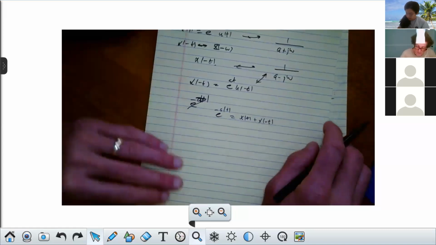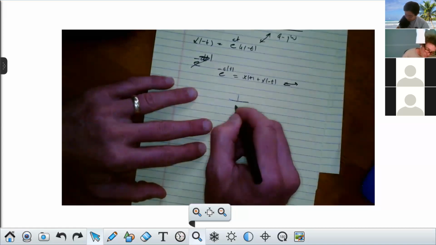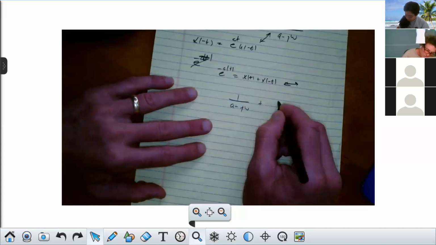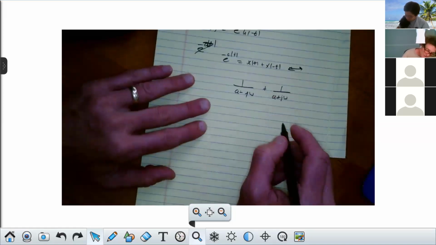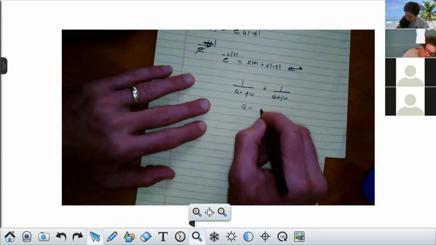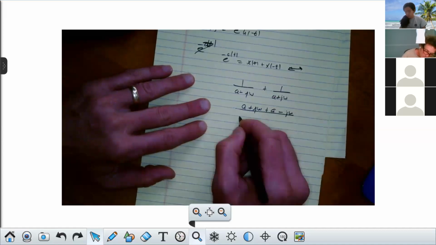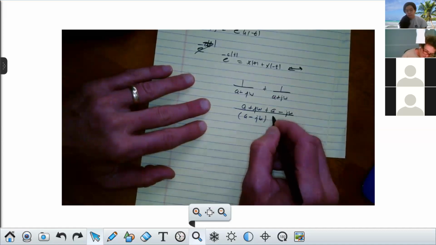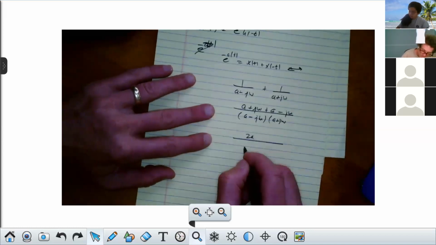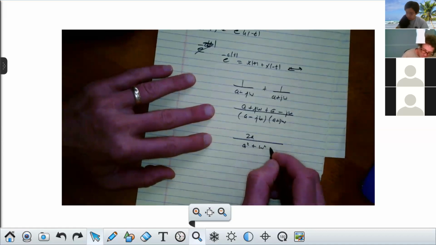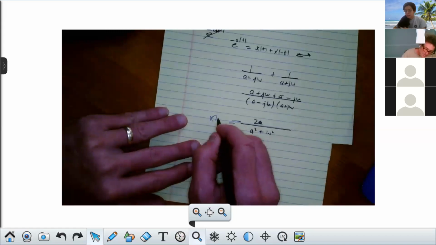Yes, sir. Well, the transform of that will go to 1 over a minus j omega plus 1 over a plus j omega, correct? Yes, sir. All right, now go ahead and get a common denominator. So I have a plus j omega plus a minus j omega over a minus j omega times a plus j omega. And that's going to be 2a over a squared plus omega squared. Yes, sir. That's what x of omega is, right?